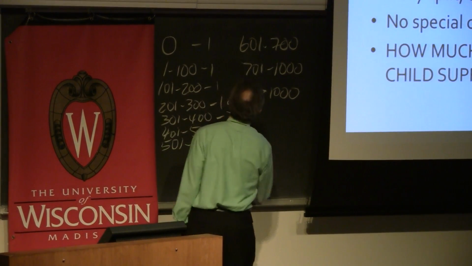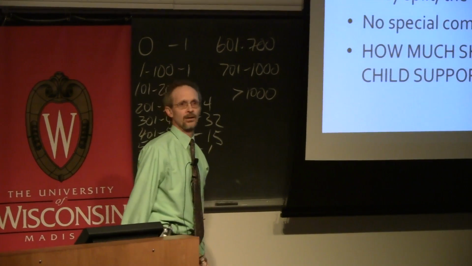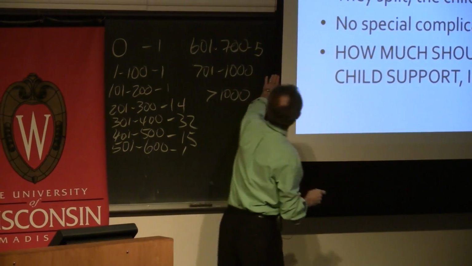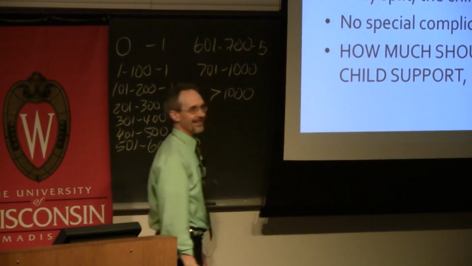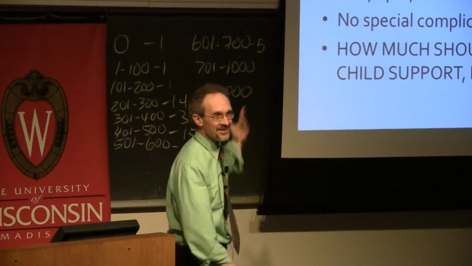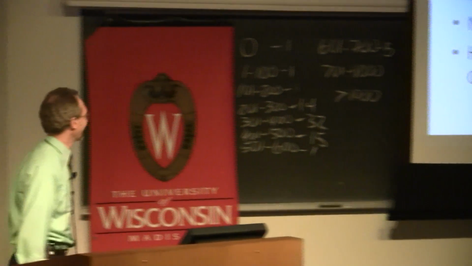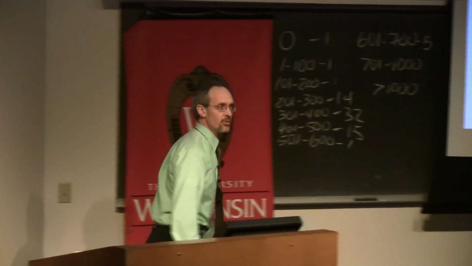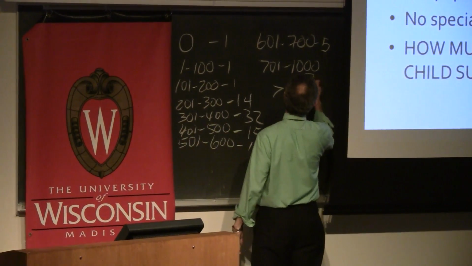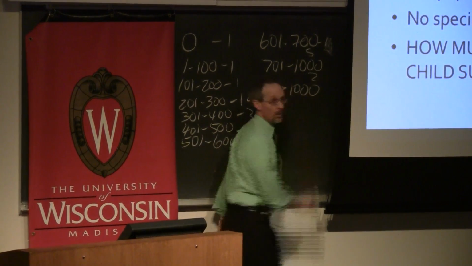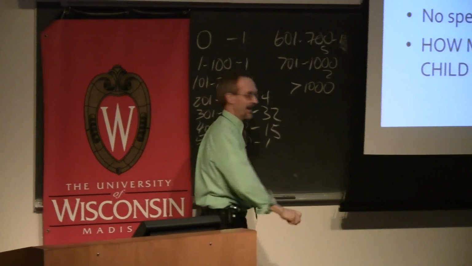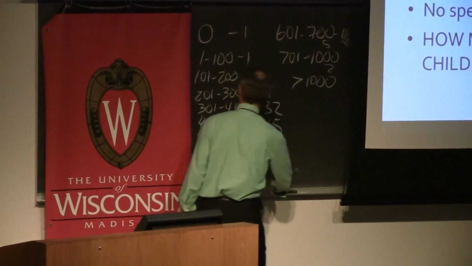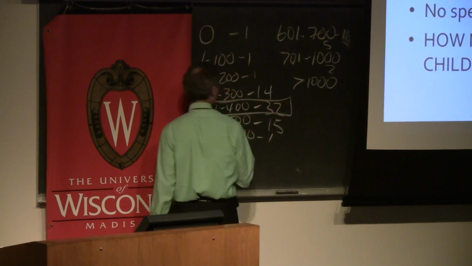About 501 to 600. 1. 601 to 700. 1, 2, 3, 4, 5. Can you still see this? Have I gone off the edge? Well, not figuratively. Actually, literally, have I gone off the edge? Between 701 and 1,000. 2. And more than 1,000. Okay. So good. So the median is somewhere in this range, right?